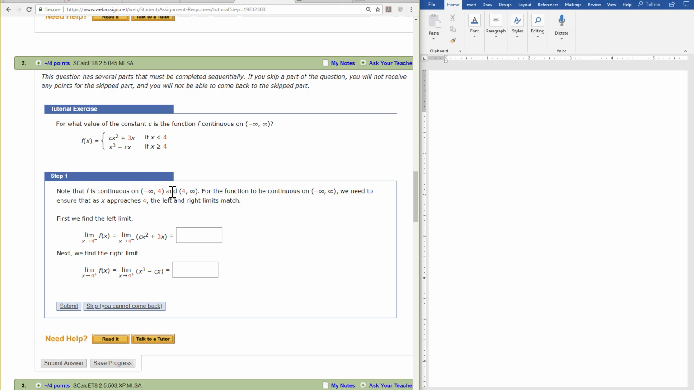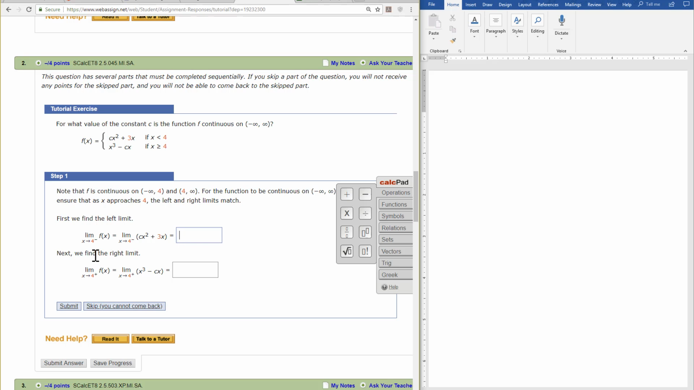Note that f is continuous from minus infinity to 4 and 4 to positive infinity. For the function to be continuous everywhere, we need to ensure that as x approaches 4 from the left and right, the limits are going to be the same. So first we take a look at the left limit. Again, we use this first function because that's the function we use for x values that are less than 4, and that's what happens when we approach from the left side.